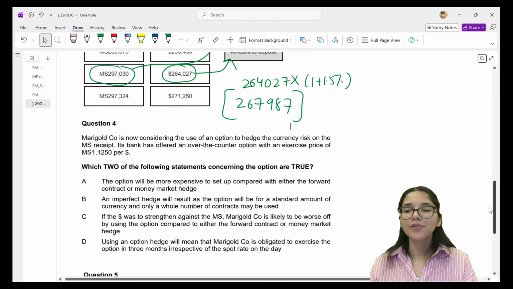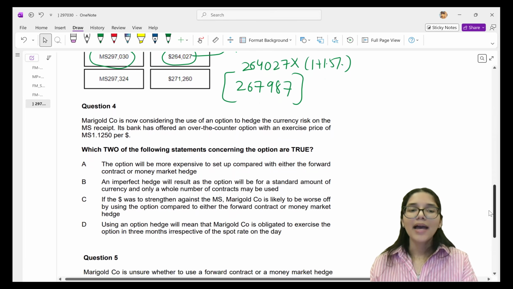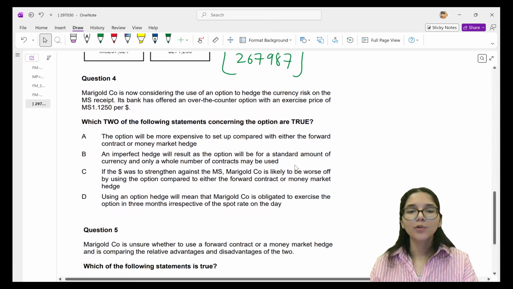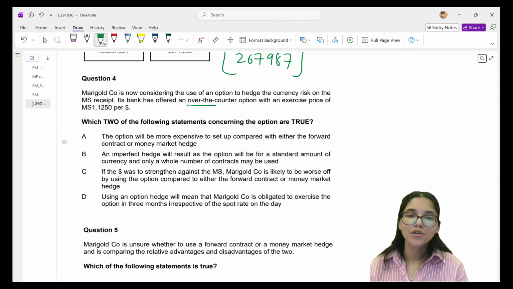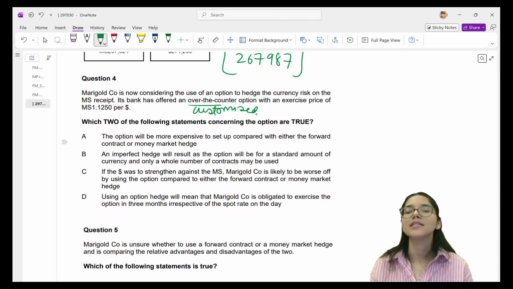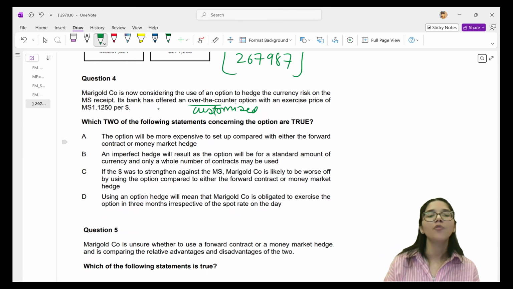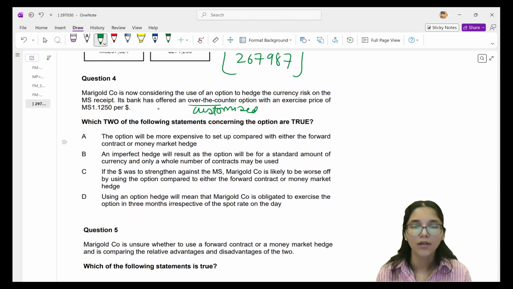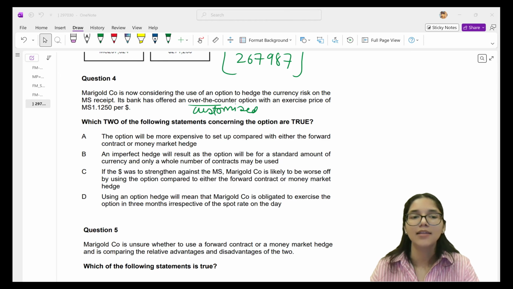Okay. Now let's move to the second last question for today. Marigold Company is now considering the use of an option to hedge the currency risk on the receipt. The bank has offered an over-the-counter option. Over-the-counter means it will be customized for me to meet my requirements, with an exercise price of 1.1250 per dollar. I have to select two statements which are actually true. So I give you 2 minutes, read through the statements very carefully, think and let me know your answers in the chat box, and then we will discuss this together.